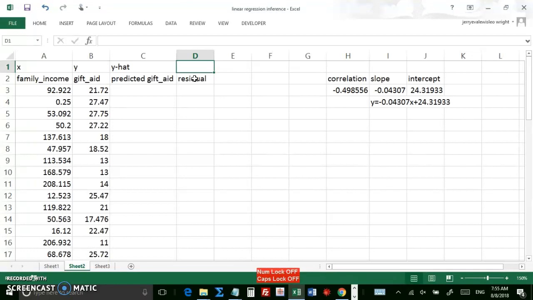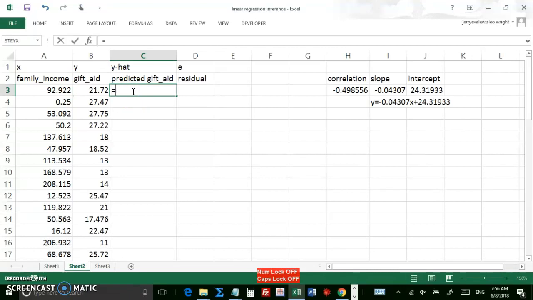I suppose you could use R for residual, but R is for correlation. So often in statistics, we use E for residual, E for error. All right, so now, if someone's income is $92,000, what would the equation say the predicted gift aid would be? So you just type in the equation here.